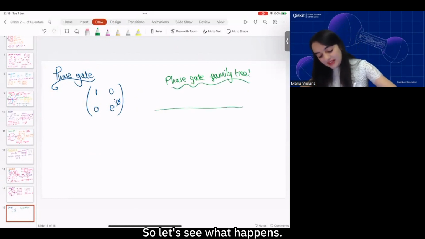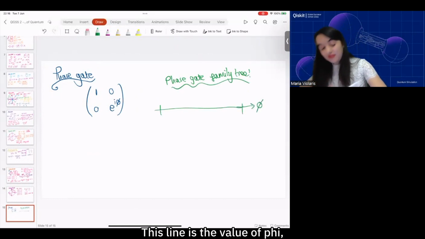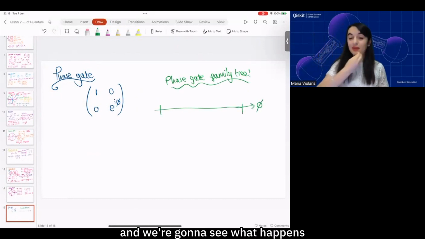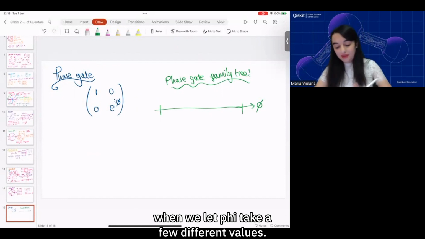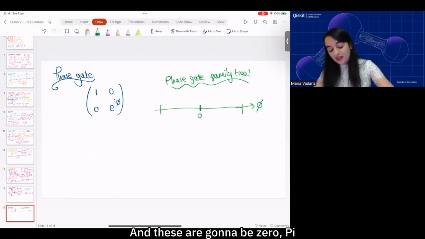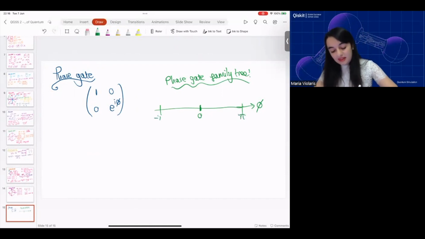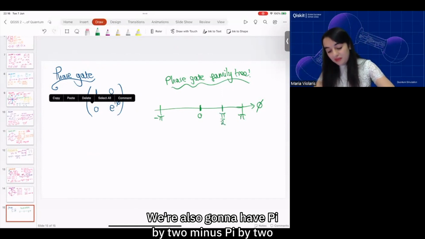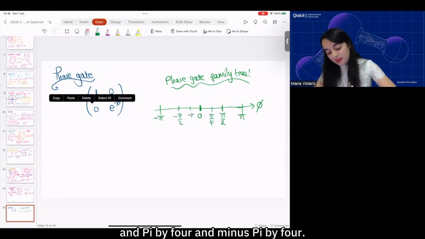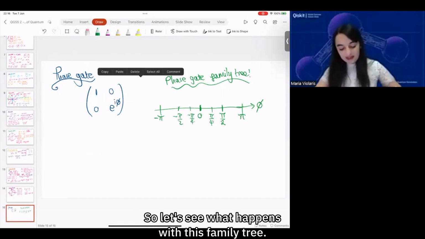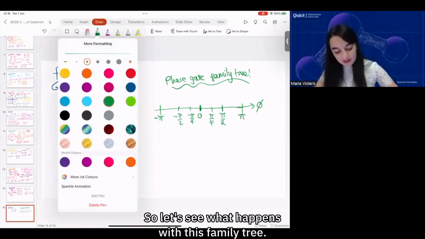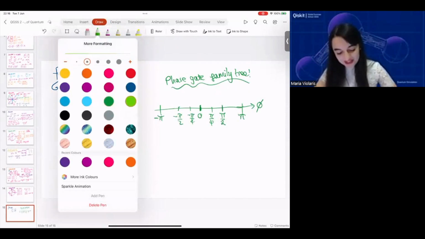So let's see what happens. This line is the value of phi, and we're going to see what happens when we let phi take a few different values. These are going to be 0, pi on either end, pi and minus pi. We're also going to have pi by 2, minus pi by 2, and pi by 4 and minus pi by 4. So let's see what happens with this family tree.